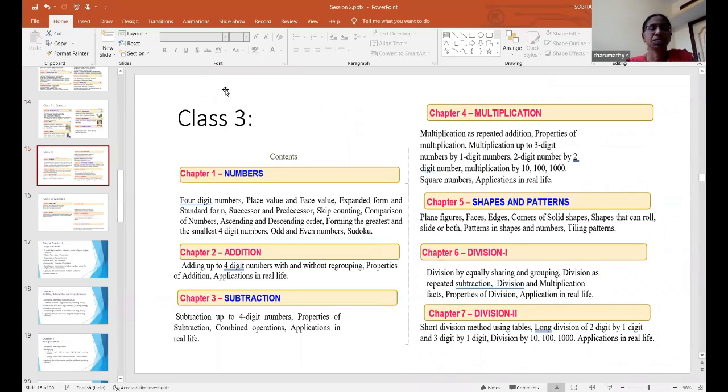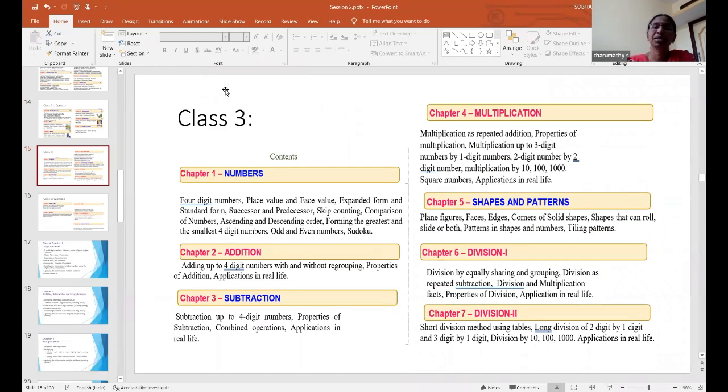Then coming up to addition, all the topics that were dealt with in class 2 will be done again here in class 3 with 4-digit numbers. It goes the same with subtraction also. Same with 4-digit numbers. We deal with all the properties of subtraction, subtraction without borrowing and with borrowing. Then applications in real life, and of course combined operations, which means both addition and subtraction together.